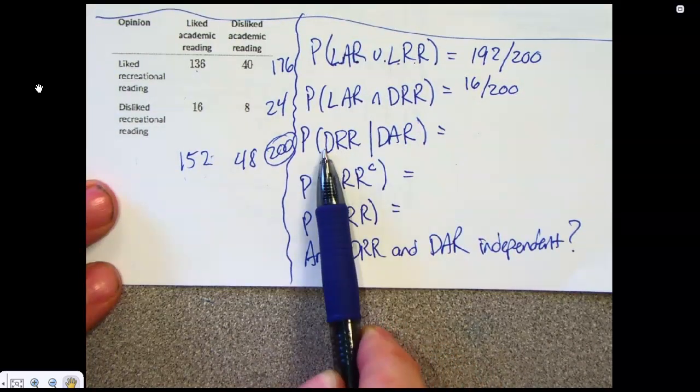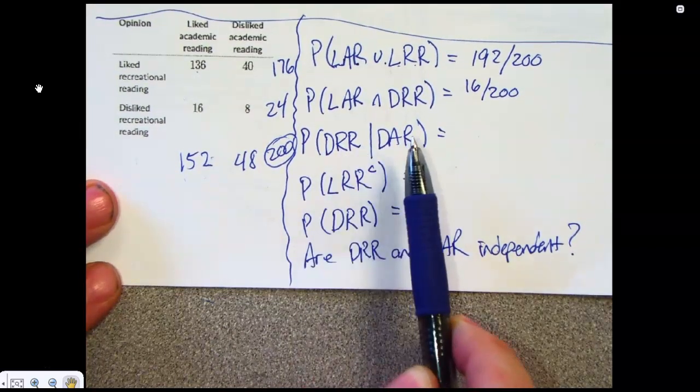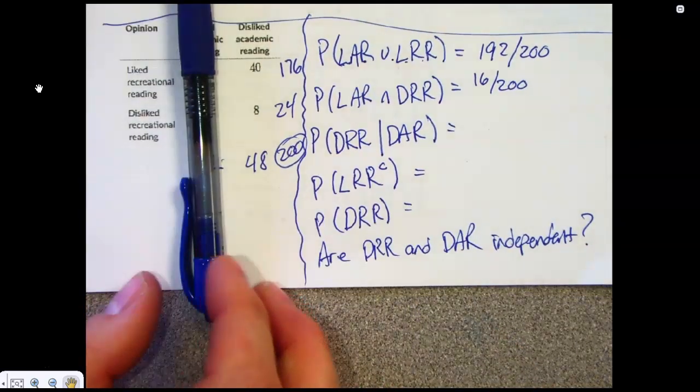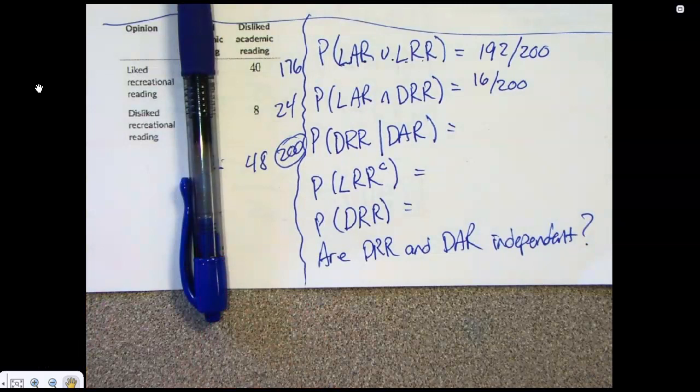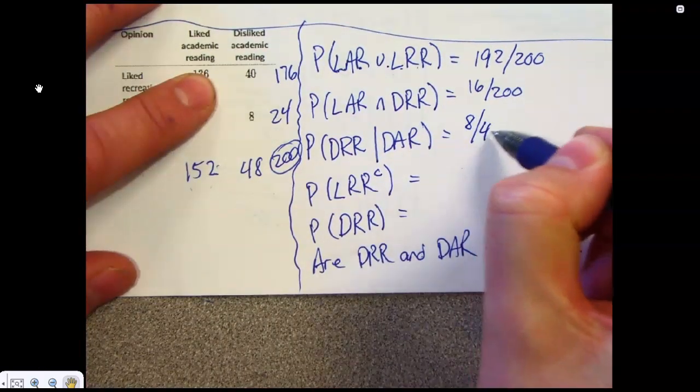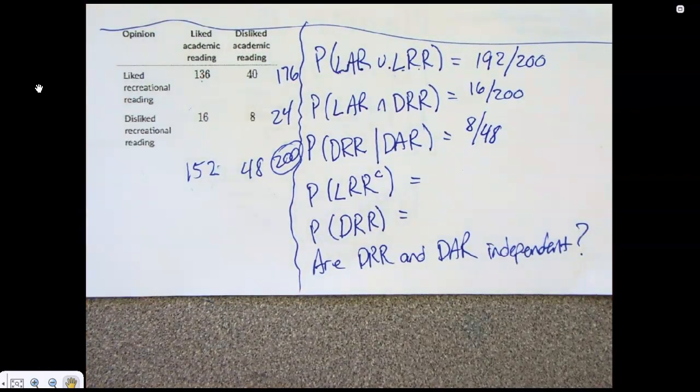Probability of didn't like recreational reading, given that we didn't like academic. So we're crossing off this one. So we know that we didn't like academic. So how many people didn't like academic reading? 48. And then how many of those didn't like recreational? Also, it's 8. So it's going to be 8 out of 40. Again, you can reduce that, make it a decimal, make it a percent. Doesn't matter to me as long as you have that number.